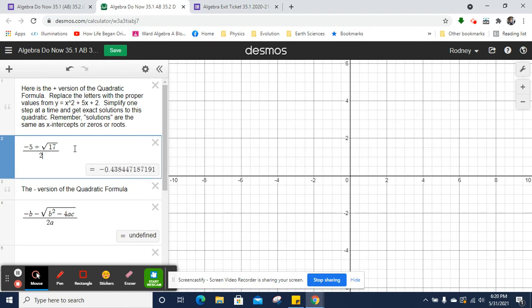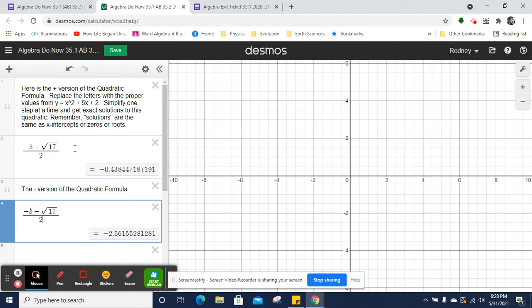That's just a 2. And now our plus version is negative 5 plus the square root of 17 over 2. We actually can't do any more to it than that. Our negative version, if I wanted to, I could, of course, do all that stuff again. That's a 17. That becomes a 2, and that's a negative 5. So our solution is negative 5 plus root 17 over 2 and negative 5 minus root 17 over 2.